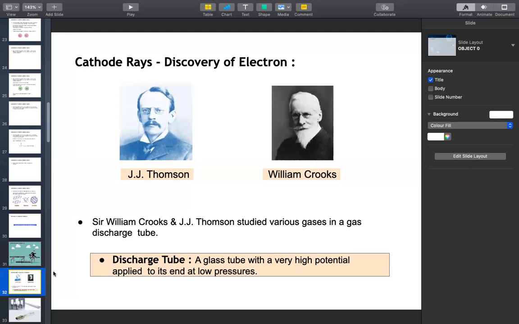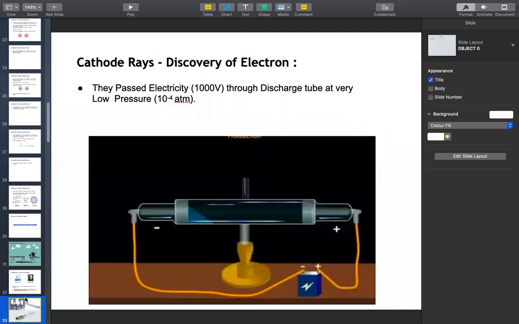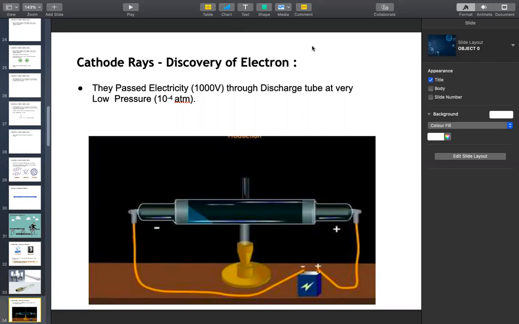Okay, I am moving to the next thing. Here you see the cathode ray tube. This tube looks like this. The cathode ray experiment was done in this type of tube. Now what happened? They passed a very high voltage electricity through the ends of these tubes, and a low pressure gas was kept inside this. Okay, just give me 1 second. I'll explain the entire thing.